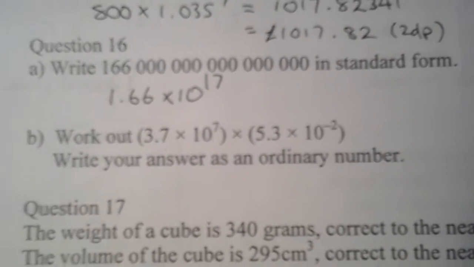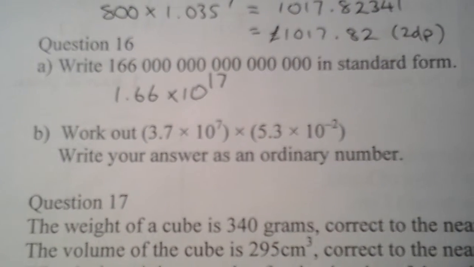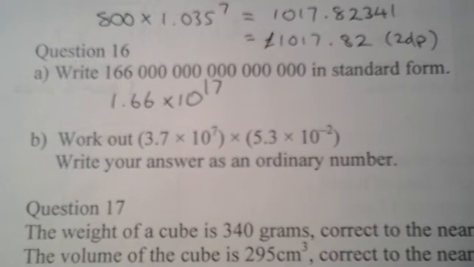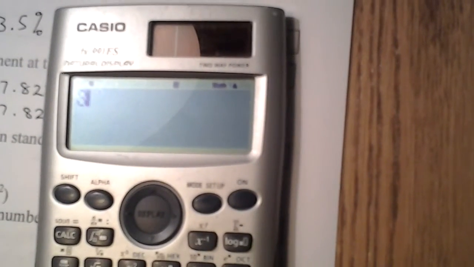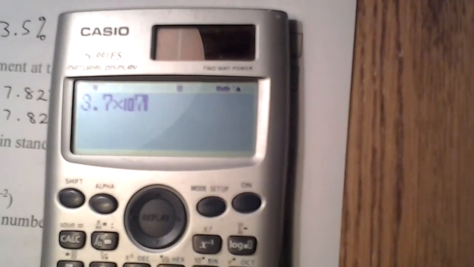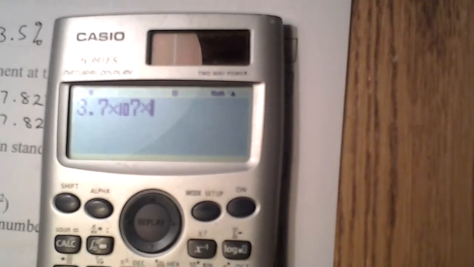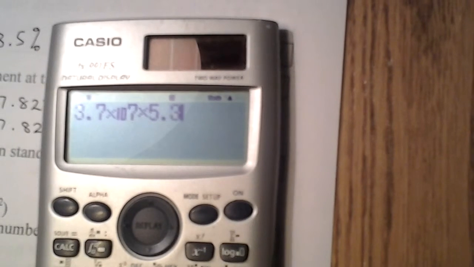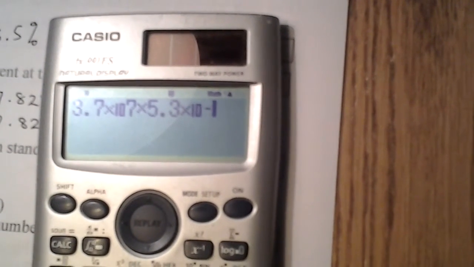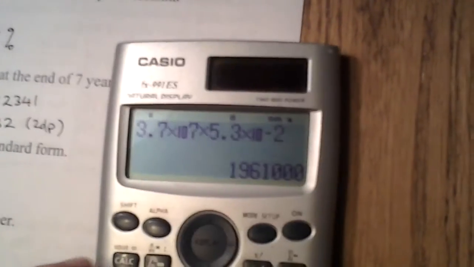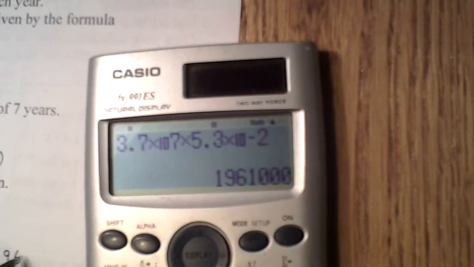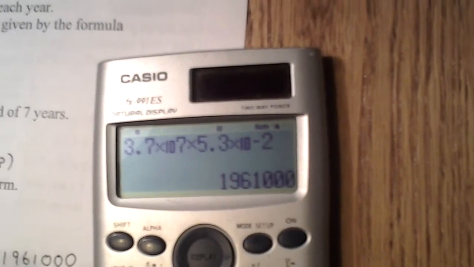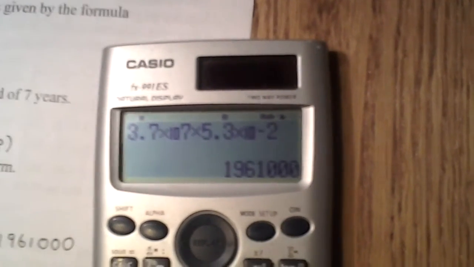And then this one, it says give your answer as an ordinary number, so you can just put it into the calculator, and if it doesn't give you an ordinary number, then change it from standard form. 3.7 to the power of 7 multiplied by 5.3 times 10 to the power of negative 2 equals, and it gave me an ordinary number, so no problem there. 1,961,000.